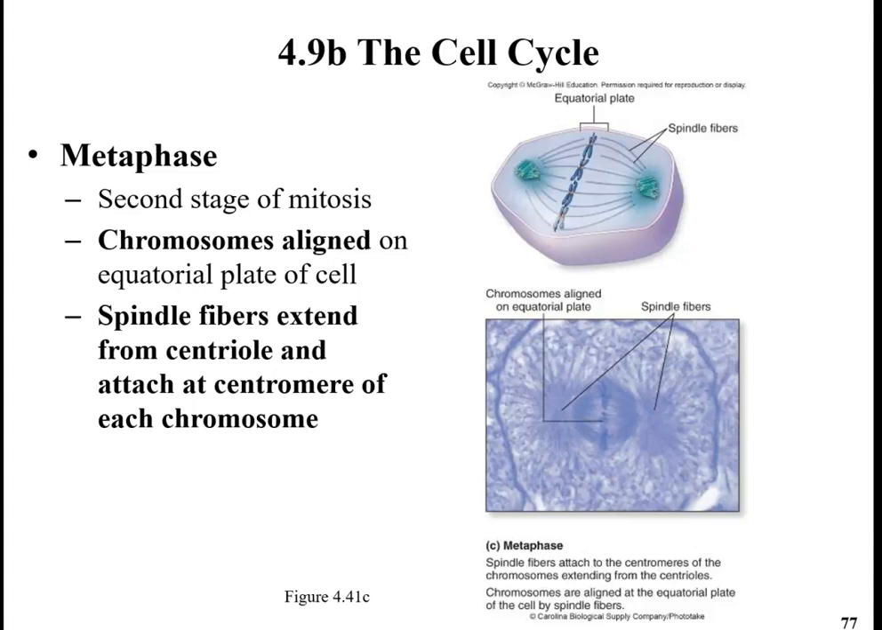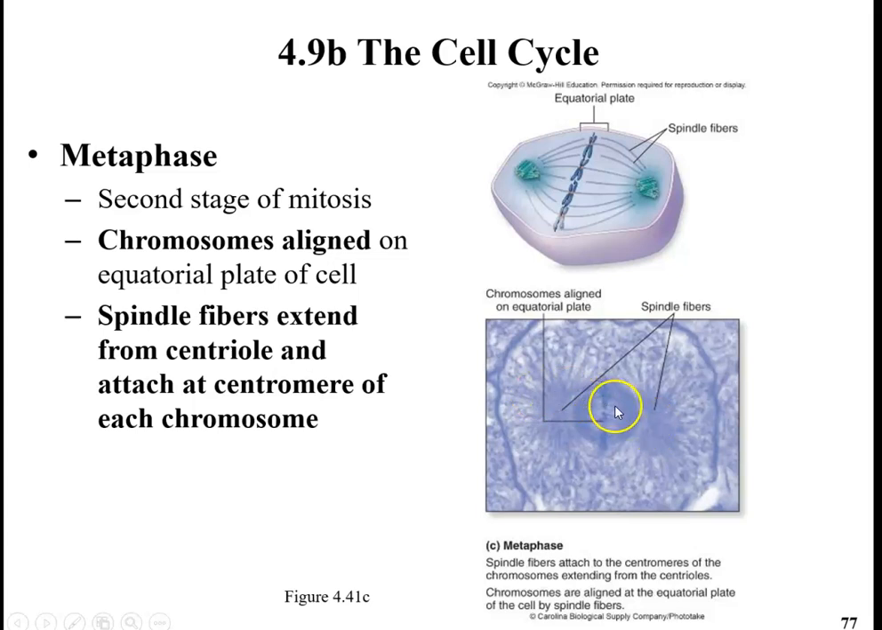Next is metaphase, the second stage of mitosis, where the chromosomes are aligned on an equatorial plate of the cell. And then the spindle fibers extend from the centriole and attach at the centromere of each chromosome. So you have here what was formerly the nucleus, right? You've got these chromosomes lined up in like a perfect line across this area. And you've got spindle fibers reaching from the centriole, attaching to the middle of these chromosomes at their centromeres.